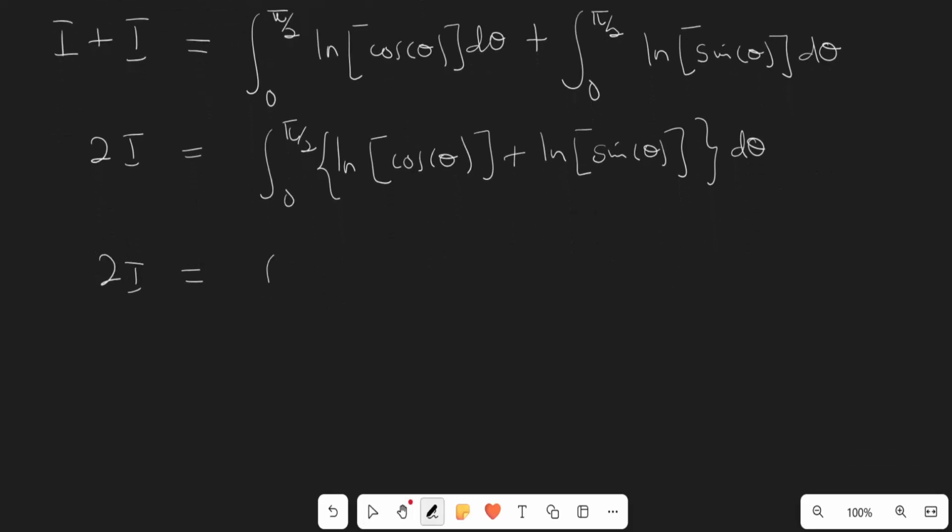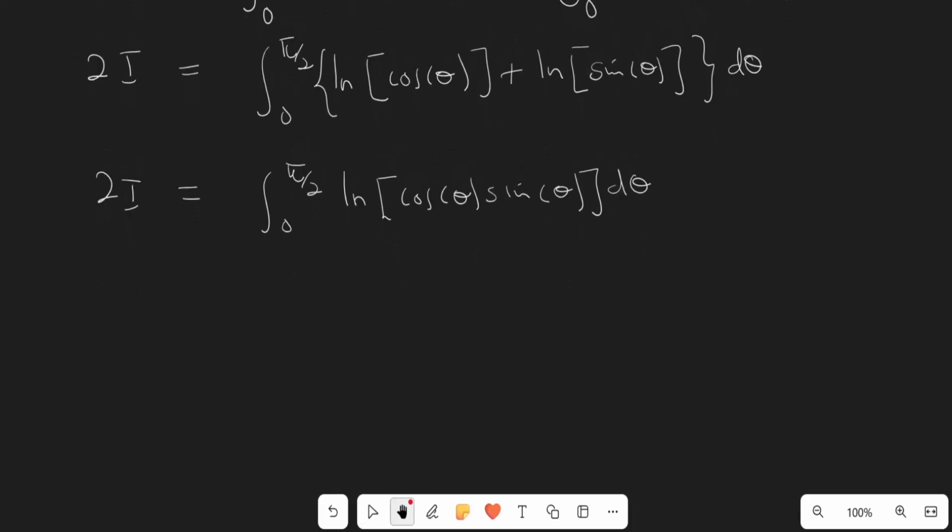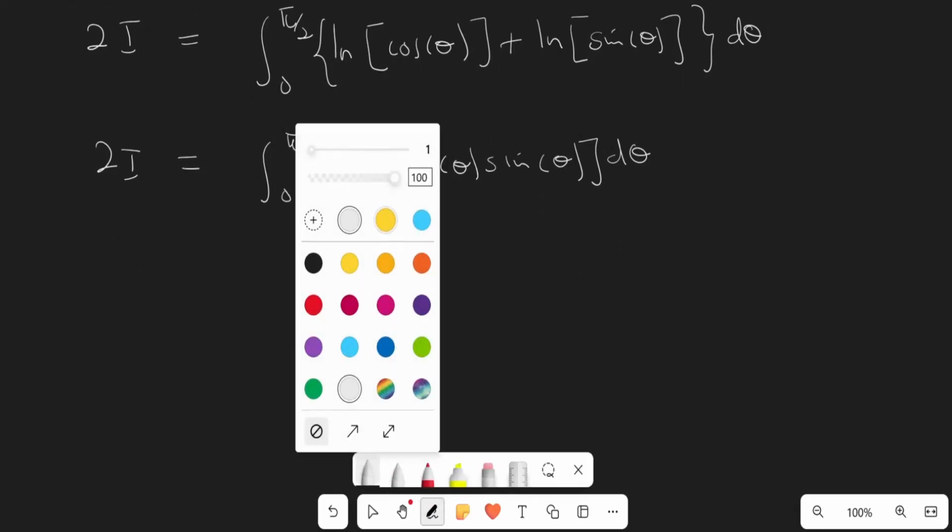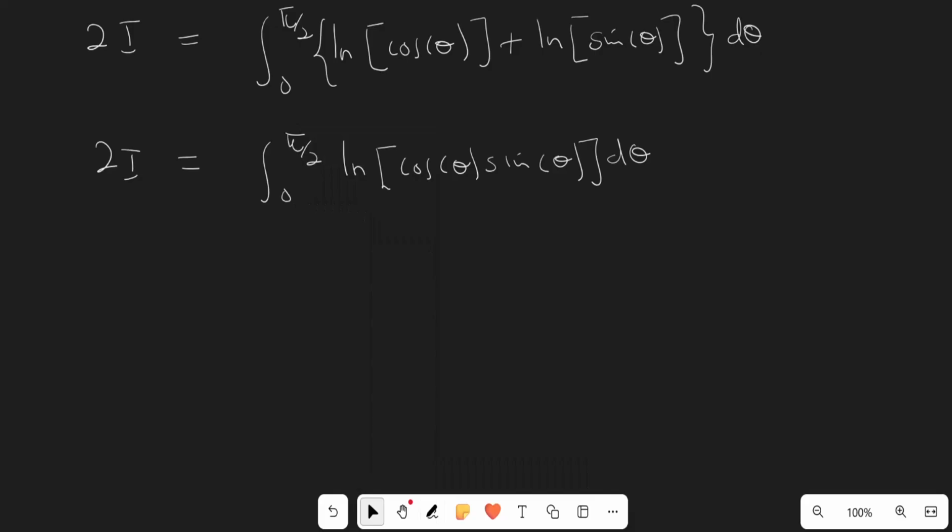So 2I is going to be the integral from 0 to pi over 2 of the natural logarithm, using the laws of logarithm, of cosine theta sine theta d theta. That is by multiplying the terms. You can refresh your memory again: sine 2 theta is the same as 2 cosine theta sine theta. So this one looks like sine 2 theta, but we have to divide by 2. When we divide by 2, this 2 cancels this 2, and then we are left with cosine theta sine theta equal to sine 2 theta over 2. So this one can be replaced with sine 2 theta over 2.